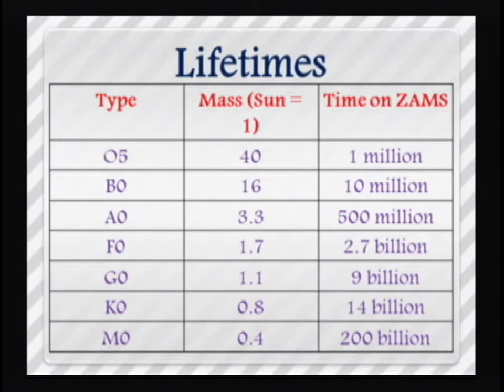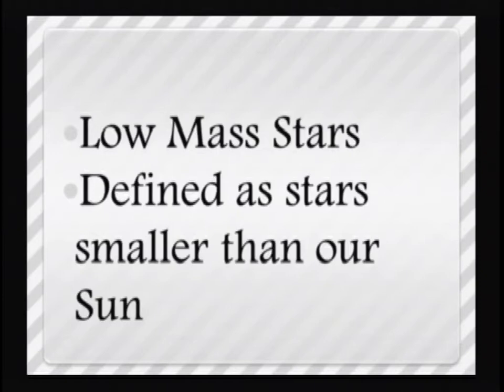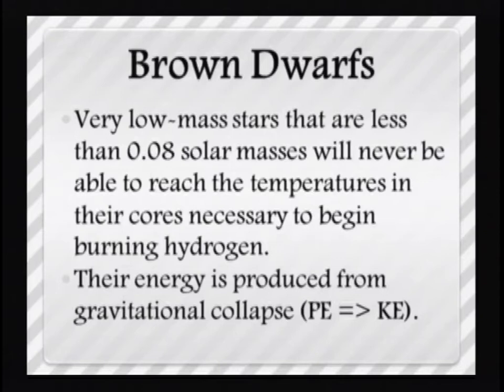So, like I said, low-mass stars are simply defined as stars that are certainly smaller than our sun. And then I've alluded to these brown dwarfs, but I want to go ahead and give you a definition at this point. They're very low-mass stars. And again, when I say very, I mean really low-mass, less than about 0.08 solar masses, and they are never going to reach the temperatures in their core that are required to convert hydrogen into helium. And so, since they are brown dwarf stars, there's got to be some other mechanism inside there that's providing the energy for them to shine. And we think that that's probably from gravitational collapse.